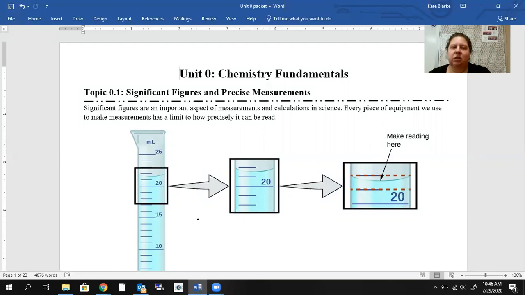We still need to pay attention to them, but it's much more important that we understand why those sig figs exist. Because sig figs really happen, and we have to concern ourselves with them because of the precision of the equipment that we have available to measure.